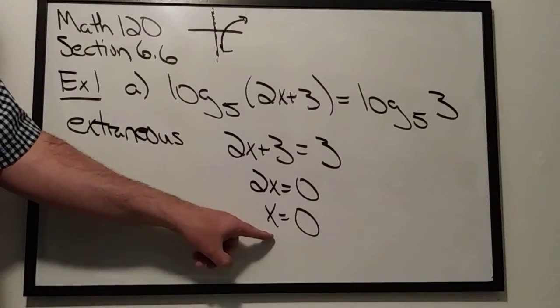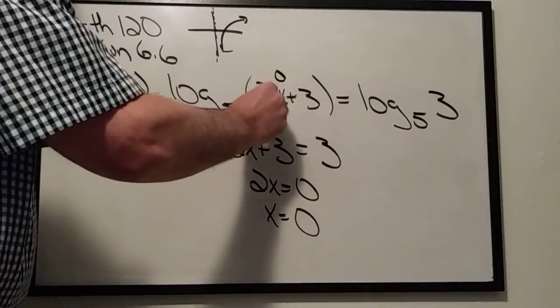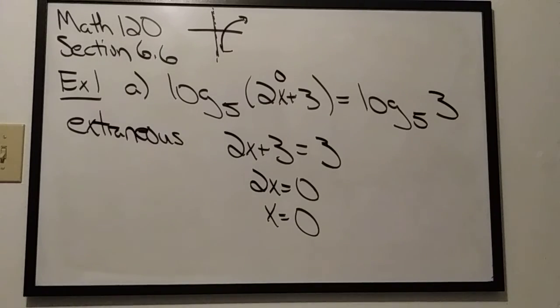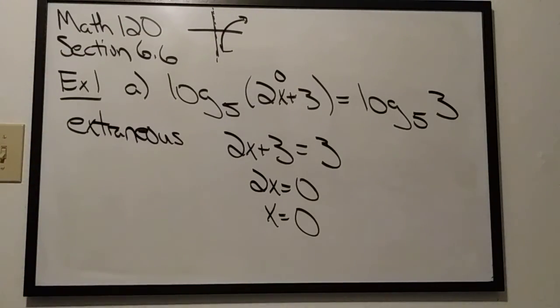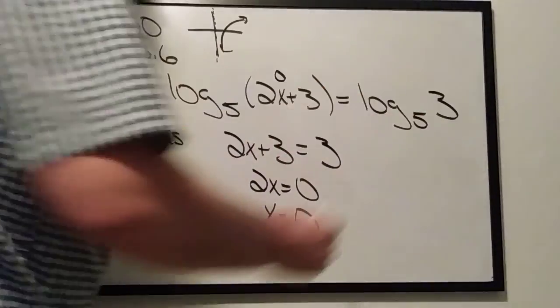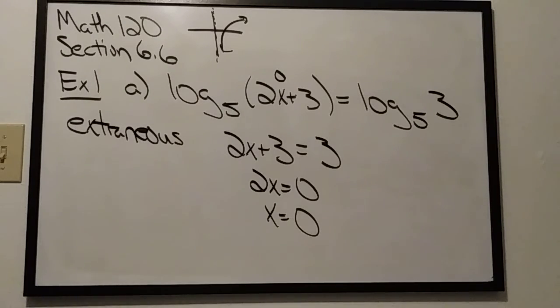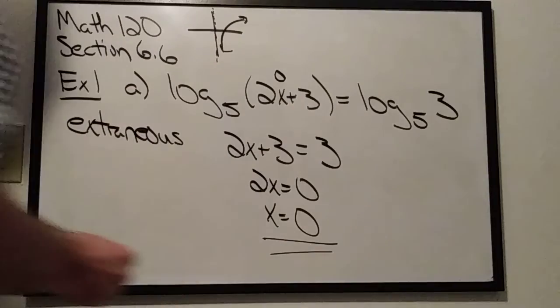Let's go ahead and double check this. If I plug an x value of 0 into this first argument, it's 2 times 0, that's 0, plus 3. That means I have an argument of 3. 3 is a perfectly acceptable number. 3 is a positive number. I can take the log of a positive number. So yes, that's perfectly fine on the left-hand side. On the right-hand side, my argument is 3. Again, 3 is a positive number, I can do that log. So on this particular problem, I don't happen to have an extraneous solution. So x equals 0 truly is a solution.